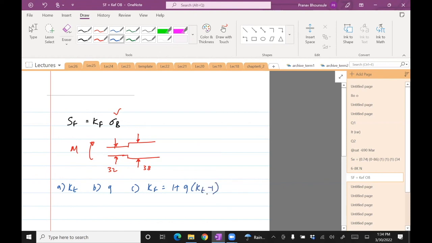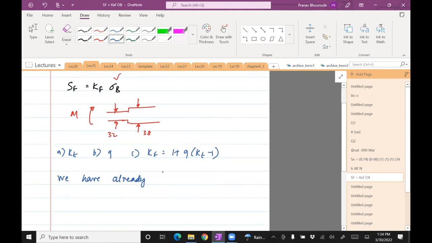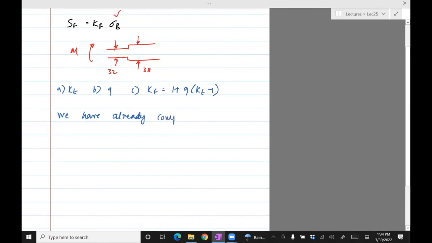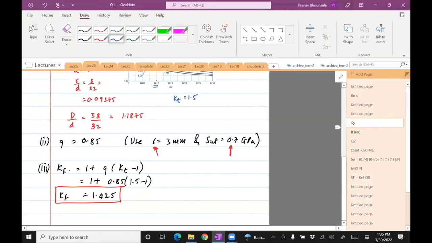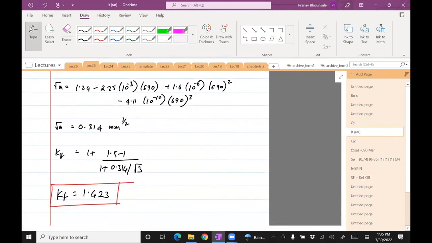So luckily we have done this calculation in the first problem. We took a similar geometry and computed it. We have already computed Kf for this geometry in Q1. Let's save us some time. I just have to read it off. So Kf was right here. Kf, I got 1.425 using one method, and then I got 1.423. Let's just use 1.425.